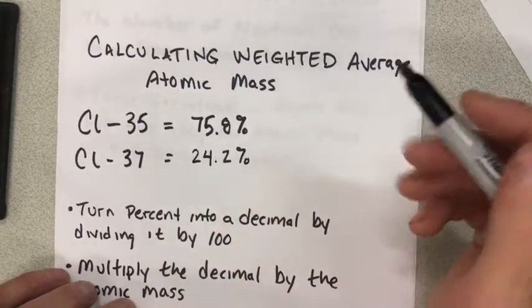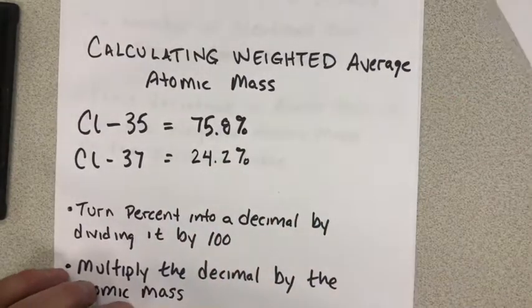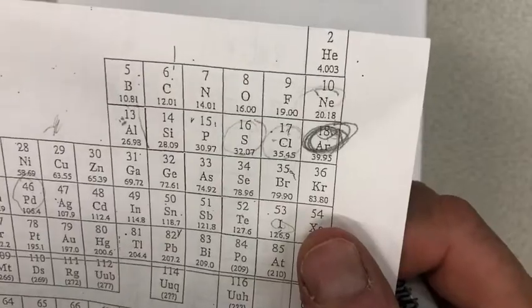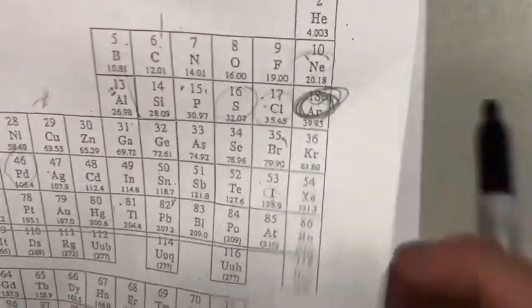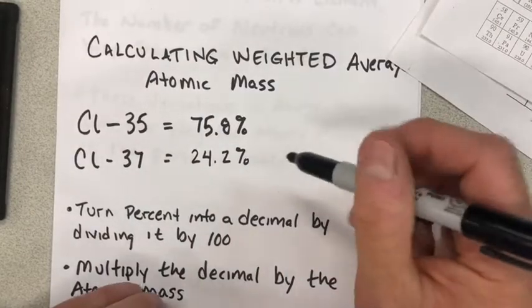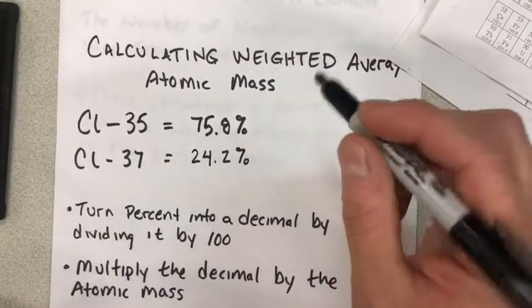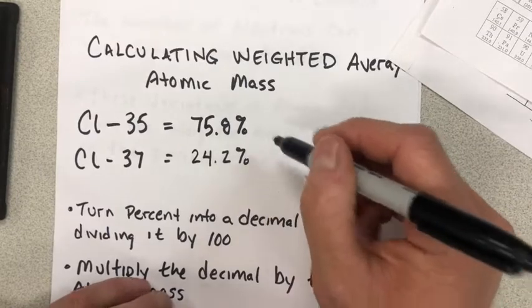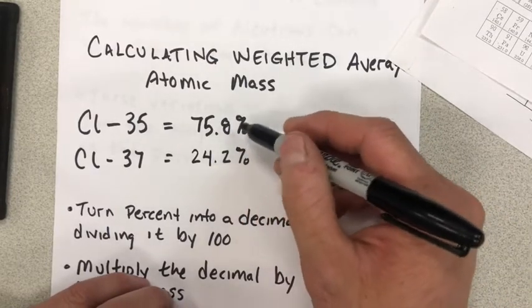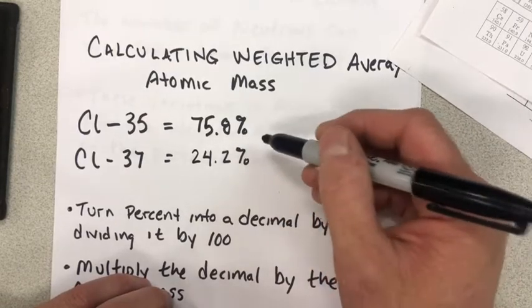Okay, and so you'll notice here on the periodic table for chlorine, the weighted atomic mass is 35.45. So we're going to see how we're going to get that number. Okay, and so what a weighted average mass is, basically, is we give more weight to the isotope that has a higher relative abundance.